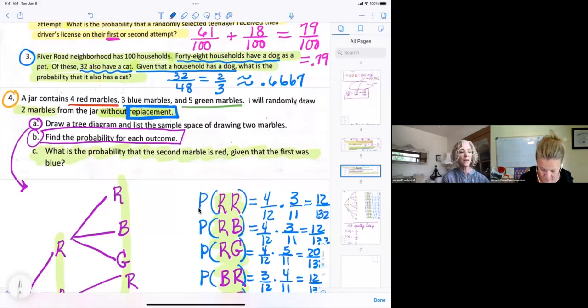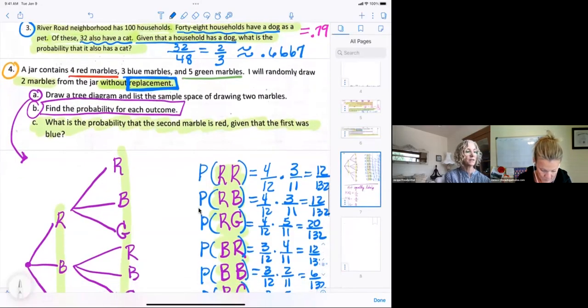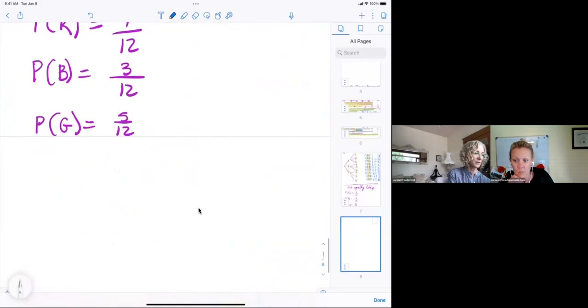Okay, so we are not going to use what we just found for probability. We're going to think about what this means. What is the probability that the second marble is red, given that the first was blue? So if we know the first marble is blue, there's no probability of taking that first blue out. There's no probability of drawing a blue. The first marble is blue, period.